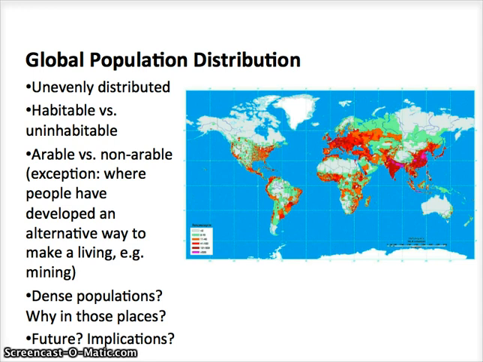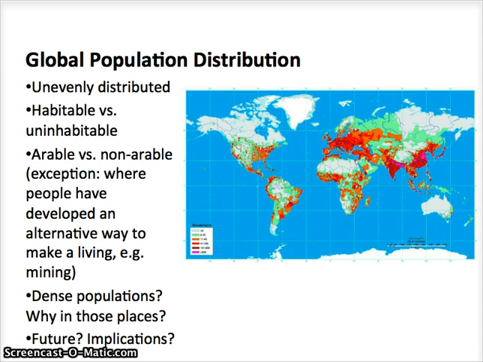If we look at the global population distribution, we can see on the map that it is not evenly distributed. It is definitely unevenly distributed. And for the most part, we can break it up into those areas that are habitable versus uninhabitable. In other words, can people live there or not live there? And you can see on the map that those places that have extreme conditions tend to have lower populations.